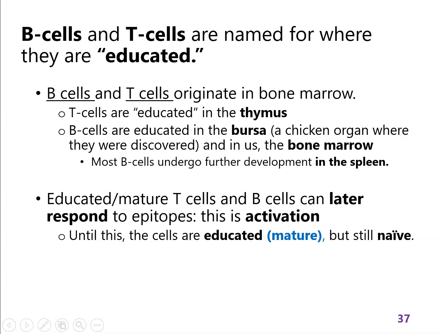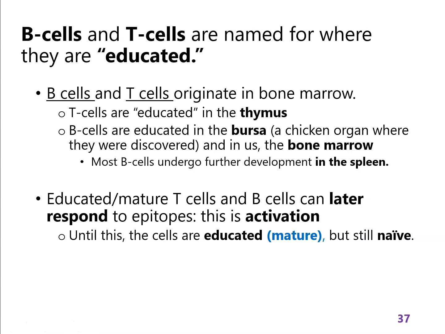So once these cells have gone through education, they're ready to respond. They have not been activated, but they're ready to become activated. And so they're going to wait until it's time for them to activate. If they ever respond to epitopes, they'll be activated. But until then, we would consider them educated because they've gone through education and therefore mature. But we call them naive because they haven't been activated yet. So most B cells and T cells are waiting to see if they should ever be activated.